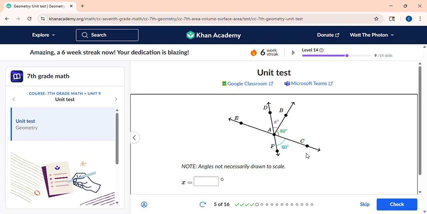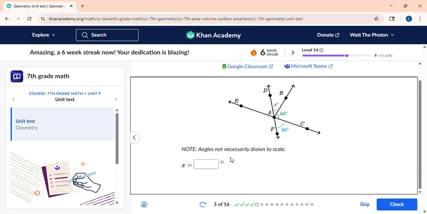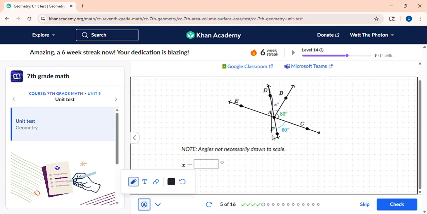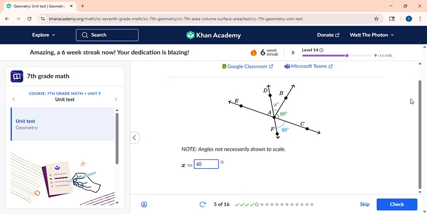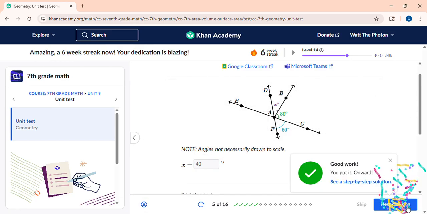What is angle x? So D to F, I'm assuming that is a straight line. So we can say 180 minus 80 minus 60 should give us the angle right there, which is 40, which seems to be correct.